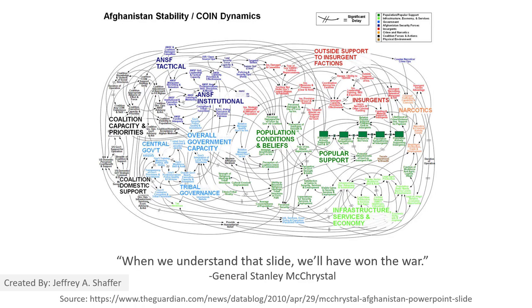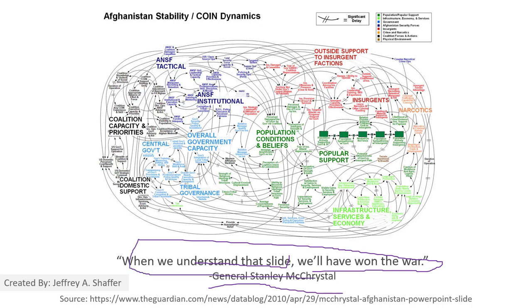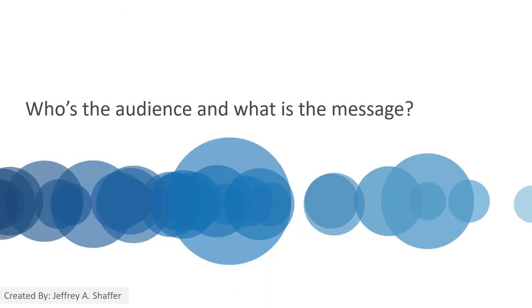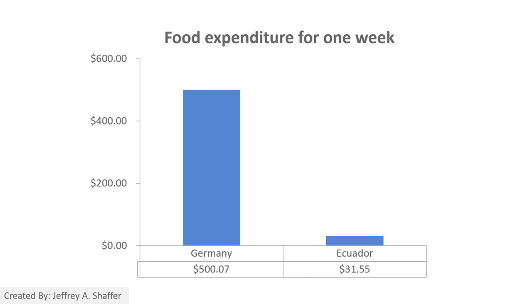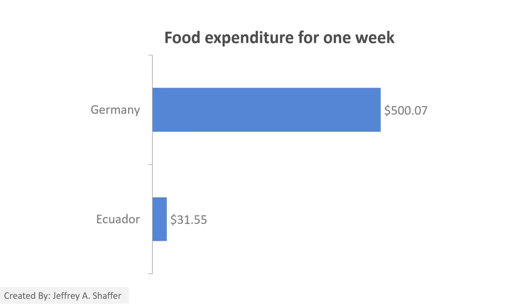This is another example, a network diagram. As the general said, when we understand the slide, we have won the war. Also, who is the audience and what is the message that you want to send? Let's look at this example. This is food expenditure for one week in different countries. The expense in one country is $500, another is $30. We can also rotate this bar chart.